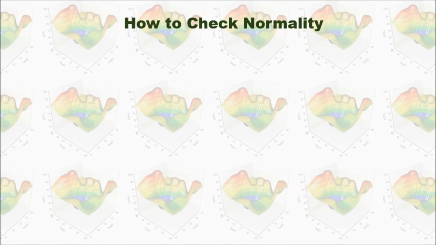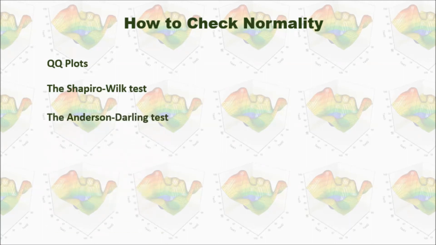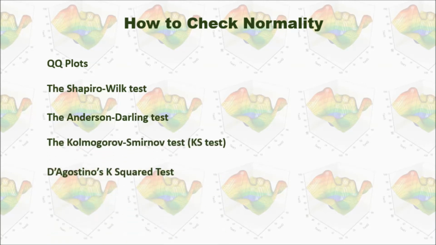Then how do we check normality? There are many methods to test normality. I will mention several that are used in this video. First, QQ plots. Then, the Shapiro-Wilk test. And then the Anderson-Darling test. And then the KS test. And then D'Agostino's K-squared test. Let's review each method.